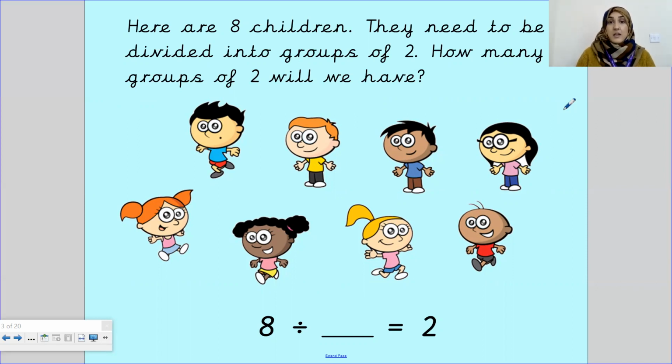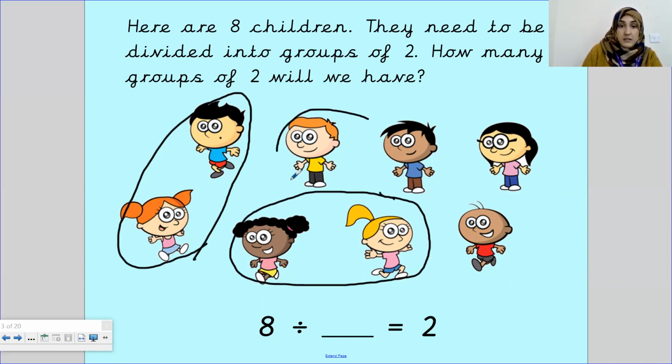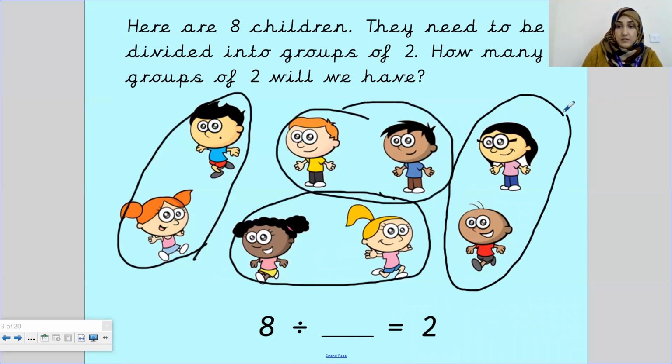So first, let's draw our groups. So here's 2 children, so that's a group. Here's another group. Here's another group. And here is another group. So I have 1, that's 1 group. 1, that's 2, that's 3, and that is 4. I have 4 groups.